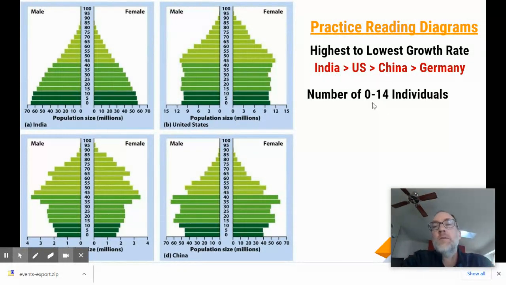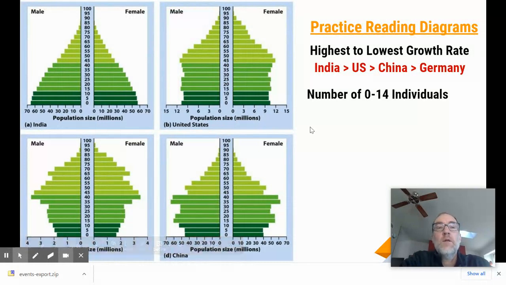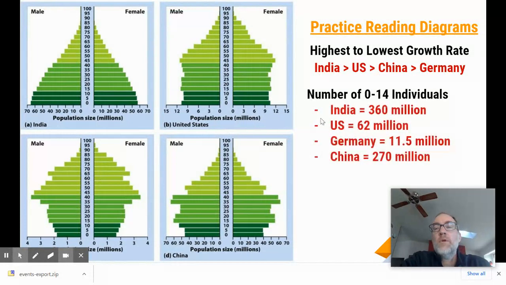Now, can you determine the number of 0 to 14 individuals, pre-reproductive? That would be the dark green bands. If you add those together, and this might be a problem you would do with a calculator, you would get numbers such as India has over 360 million people, children, that are in that pre-reproductive age. That is a little less than the US population.